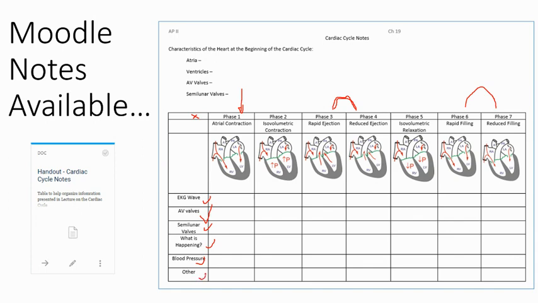So we're not going to fill out, for instance, the blood pressure. Not all phases are going to have a blood pressure component that we're going to talk about. So not all of them are going to have all the things. But you need to know, for example, if I were to say on the test, what are the semilunar valves doing during rapid ejection? Are they opened or are they closed? You need to know what we're talking about. You need to be able to answer that question.